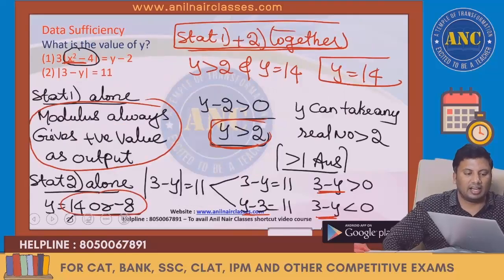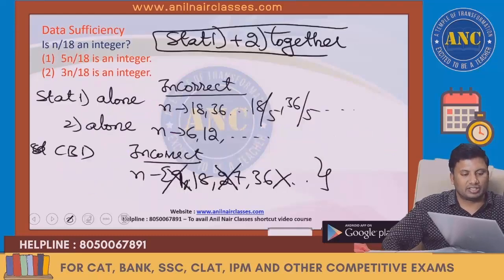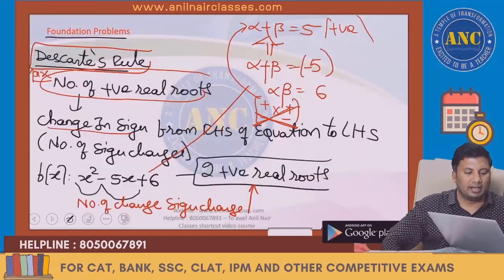This idea is clear. 1, 2, 3, 4, 5, 6, 7, 8, 9, 10. Right? All these ideas are clear, right, sir?